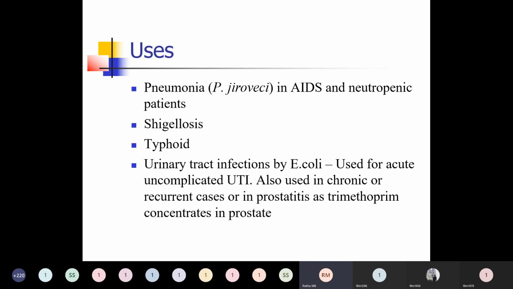Now coming to uses of cotrimoxazole. Cotrimoxazole is the drug of choice in the treatment of Pneumocystis jirovecii, which causes pneumonia in HIV individuals and neutropenic individuals. Cotrimoxazole is also used in the treatment of shigellosis, typhoid, urinary tract infections caused by E. coli, if it is an acute uncomplicated urinary tract infection, or it can also be used to treat chronic and recurrent UTI, and also in prostatitis because trimethoprim gets concentrated in the prostate.